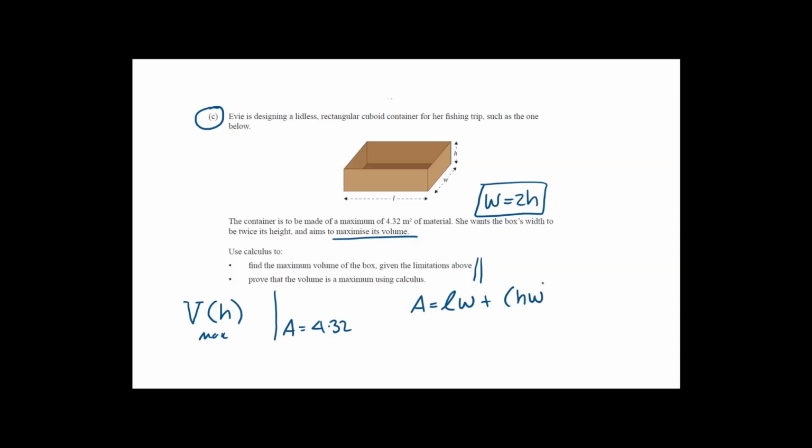H times W, but there's 2 of those. There's one here. And now we want these sides here, and that's going to be LH. And there's 2 of those. So H. All comes after H, doesn't it? Yeah, it does. Okay, and we know that that is 4.32.